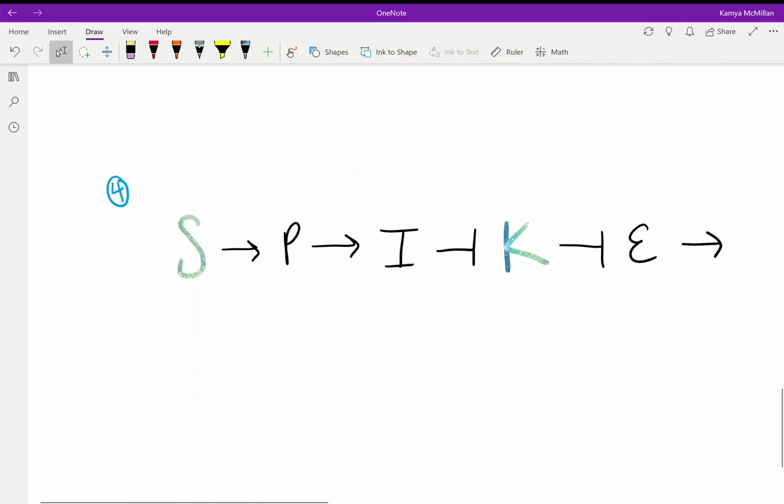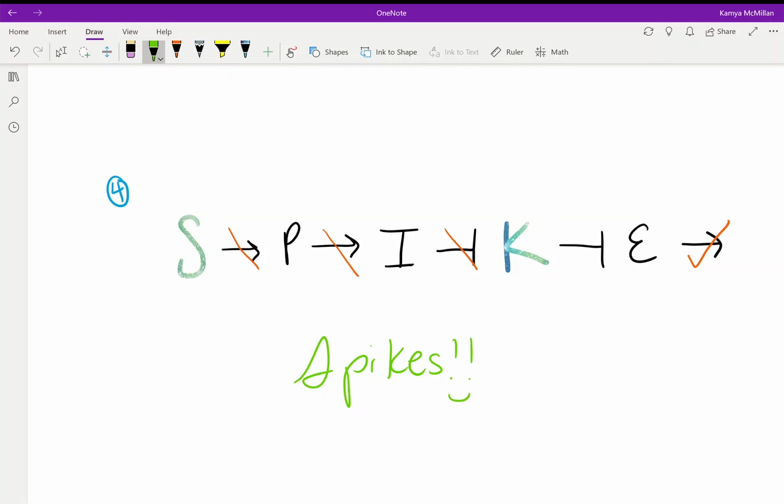And then in number 4, both S and K are mutated, so with S not being there, P is not activated and I is not inhibited, but because K is also mutated, that means for once E does get to be activated, and therefore we do form spikes. Yay! We do form spikes in this mutation.